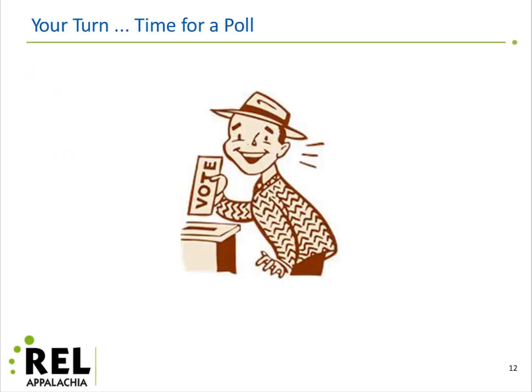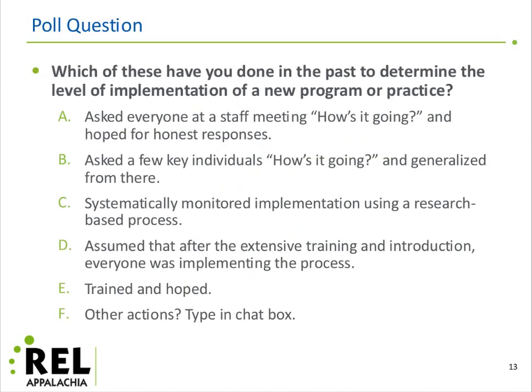So before we get started too much further, we wanted to get some information from you. So we're going to open up a poll, and basically we want you to respond to this question. Think about a time when you were part of something new. Which of the things have you done in the past to determine the level of implementation of a new program or a new practice? So if we could open the poll. We'll give you 30 seconds or so to respond.